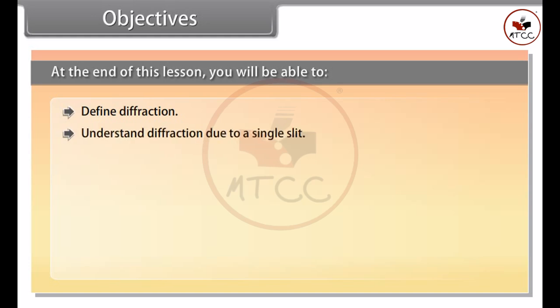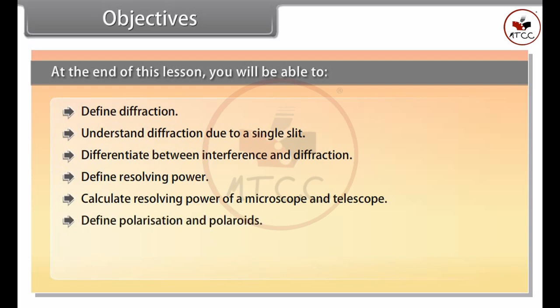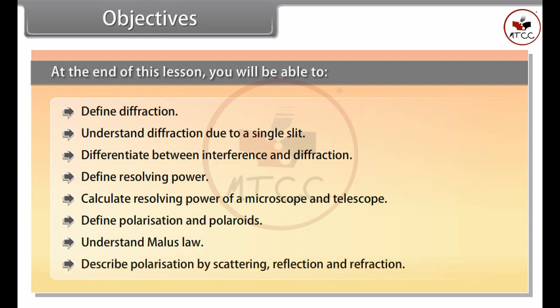At the end of this lesson, you will be able to define diffraction, understand diffraction due to a single slit, differentiate between interference and diffraction, define resolving power, calculate resolving power of a microscope and telescope, define polarization and Polaroids, understand Malus law, and describe polarization by scattering, reflection and refraction.